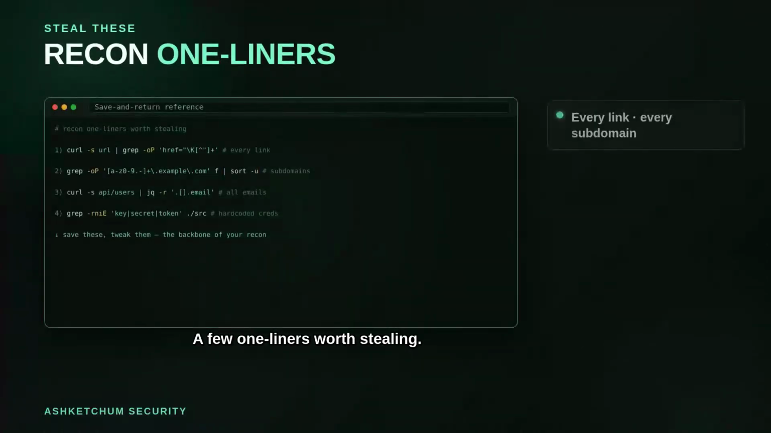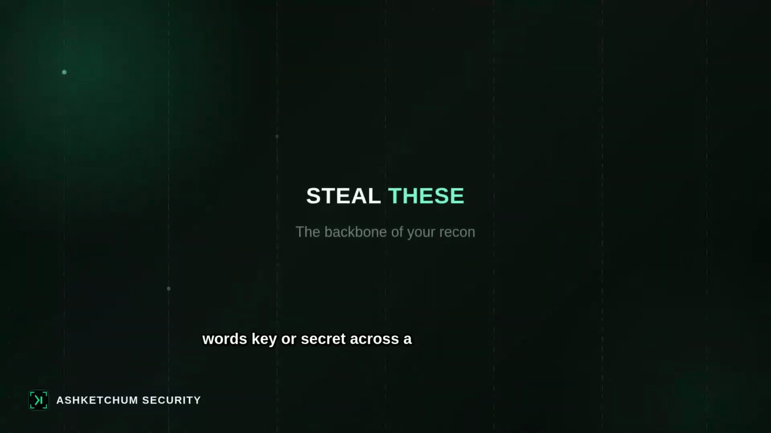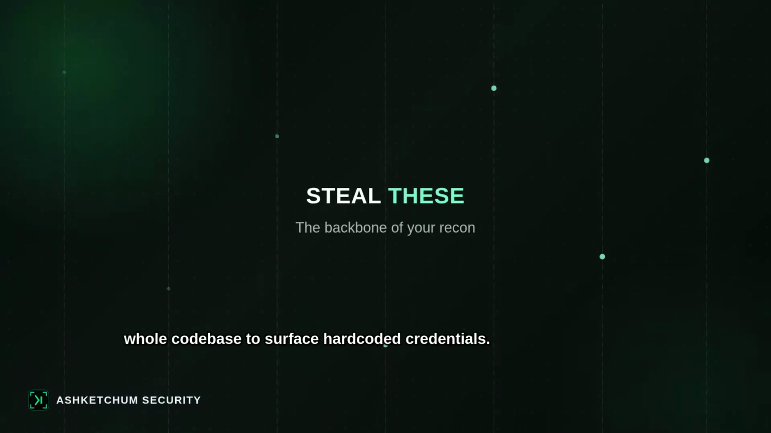A few one-liners worth stealing. Curl a site and grep out every link in one line. Pull every unique subdomain from a file with grep and sort -u. Fetch an API with curl and pipe straight into jq to list every user's email. And grep -r for the words key or secret across a whole downloaded codebase to surface hard-coded credentials. Save these, tweak them, and they become the backbone of your recon.